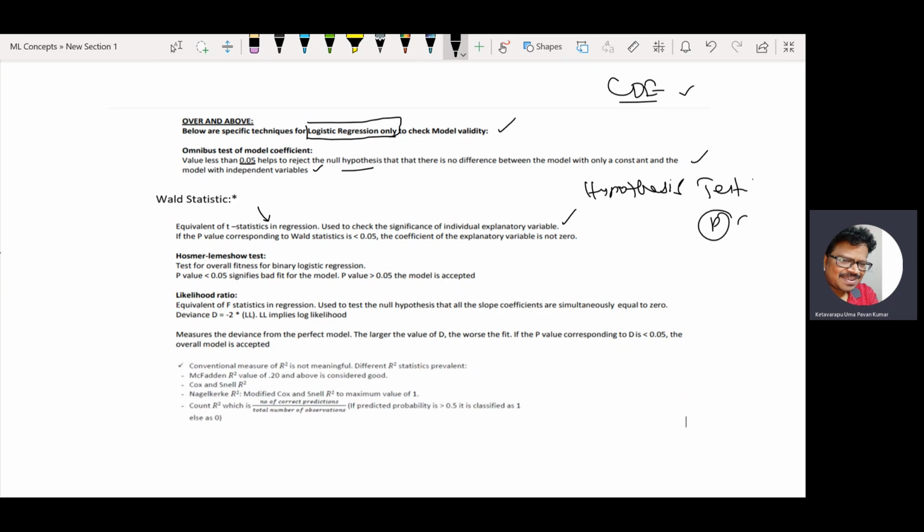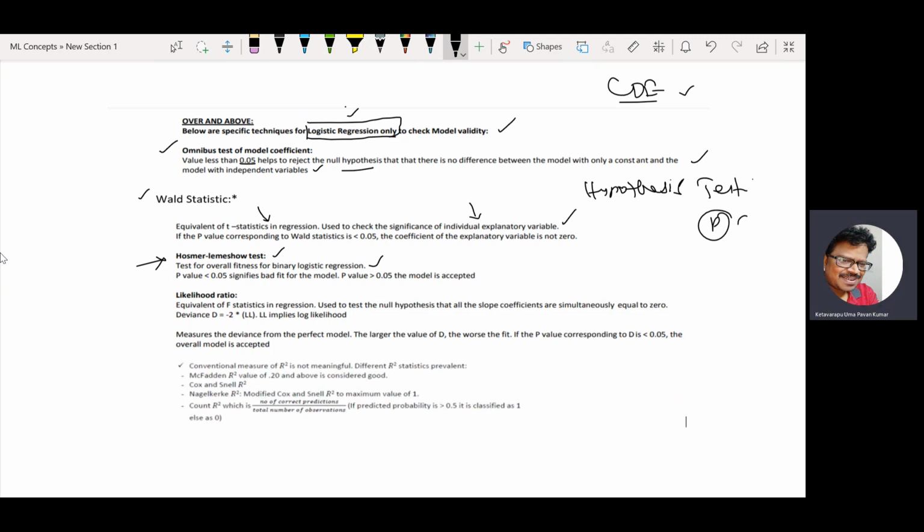Okay, and this thing, guys, is the Hosmer-Lemeshow test. What it does is test the overall fit for binary logistic regression, overall how all these variables work together. Maybe individually, if I want to check a variable, then you go with the Wald statistic, especially in logistic regression. Whereas if you want to test the model coefficients, then go with the omnibus.